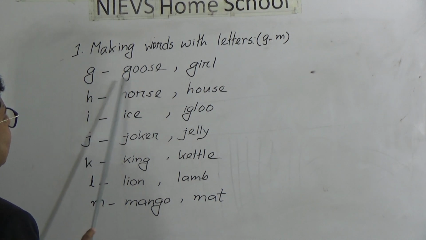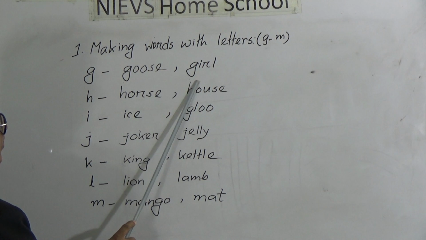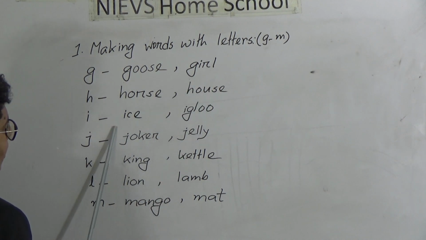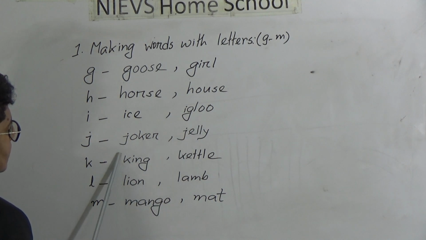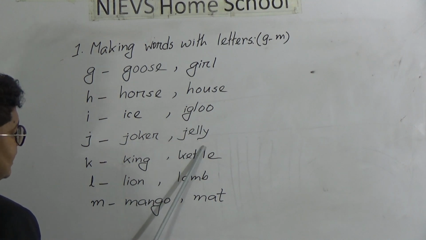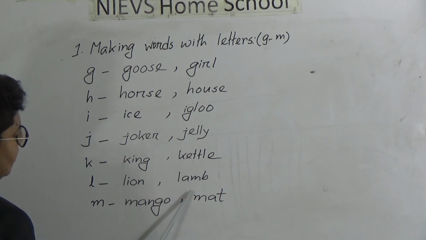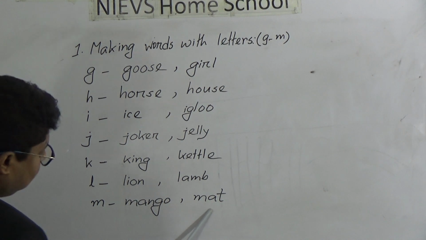Let's do it for the last time. G for goose, G for girl. H for horse, H for house. I for ice, I for igloo. J for joker, J for jelly. K for king, K for cattle. L for lion, L for lamb. M for mango, M for mat.